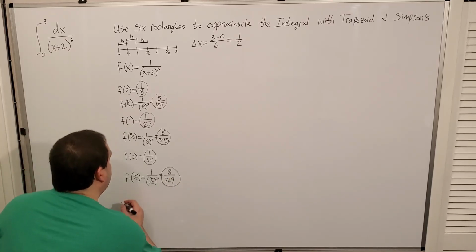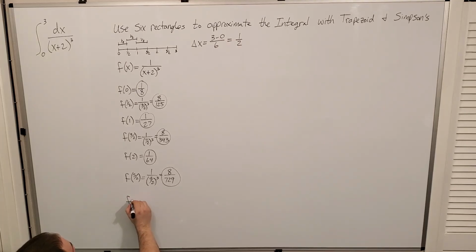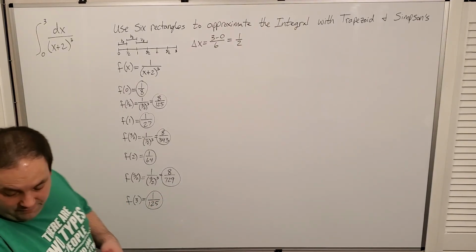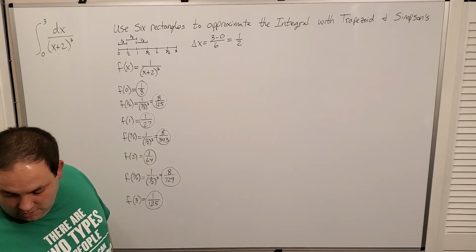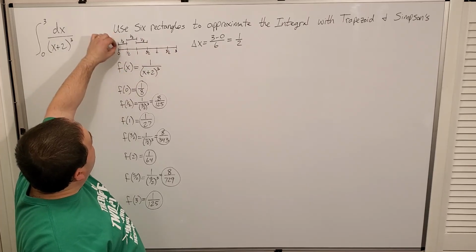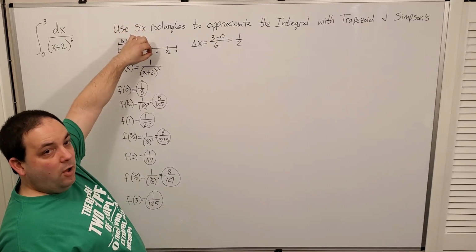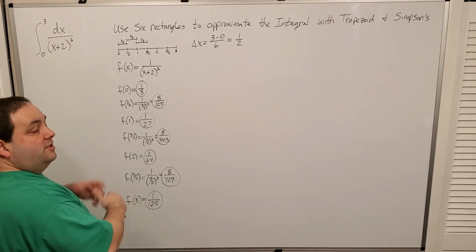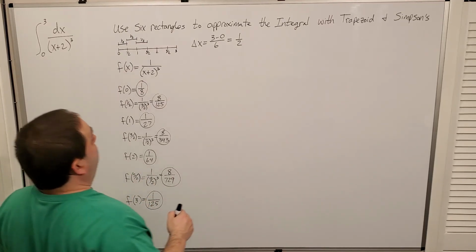Okay, almost there. Lastly, f of 3. I need the one on the very end. 3 plus 2, of course, being 5. I have 1 over 5 cubed, which is 1 over 125. Okay, so I've got the function values at each of those locations, right? Those are going to be the heights of all of my rectangles there. So then I can just start setting up the rules now, right?